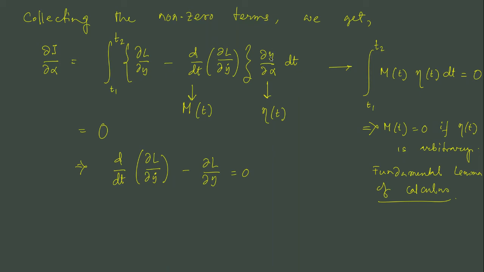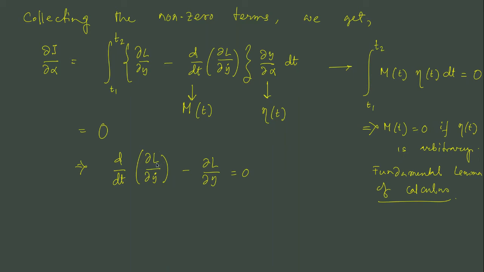Now, this form, the terms within the curly bracket, we can call it, let us say, m, and by definition del y del alpha is eta. So, this integration is nothing but m times eta integrated over time, but the eta is arbitrary. If eta is arbitrary and this integration has to vanish, in that case m must vanish for all values of time. This is called the fundamental lemma of calculus, which is proven in many books on calculus. It is one of the elementary lemmas.